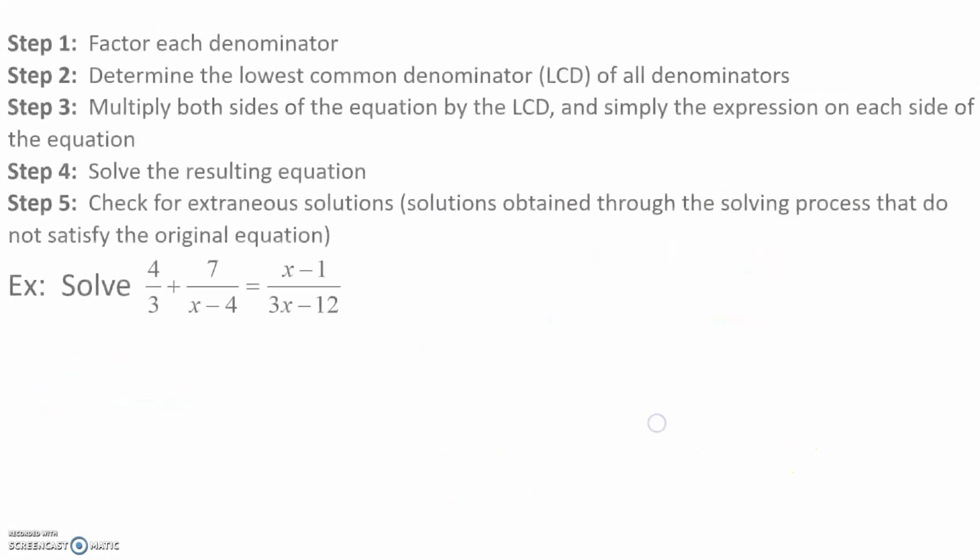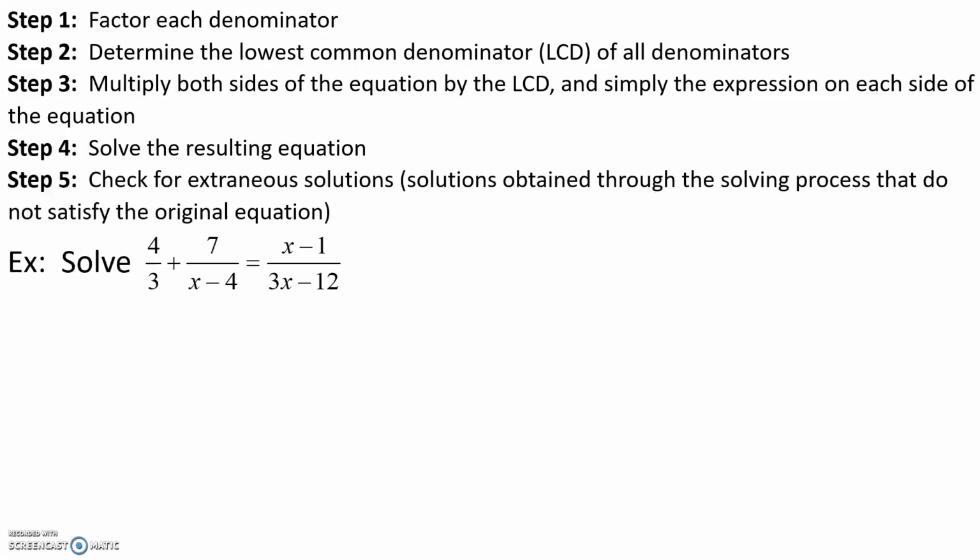Let's look at the next example. We have 4 over 3 plus 7 over x minus 4 equals x minus 1 over 3x minus 12. Let's go through each step. Step 1, factor each denominator. So 3 is factored, x minus 4 is factored, but we do have to factor the 3x minus 12.